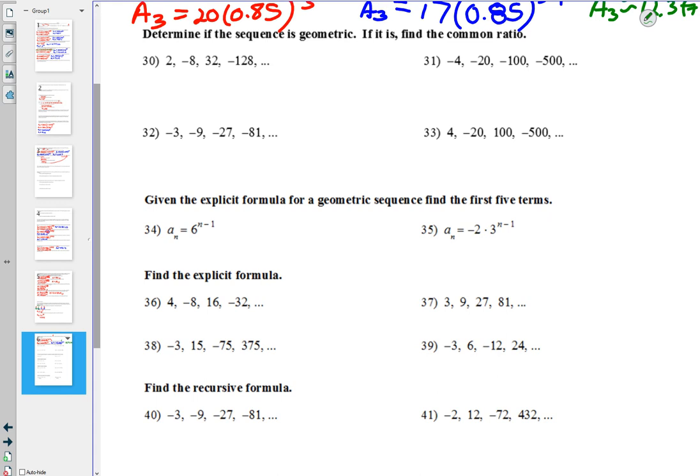Okay, determine if the sequence is geometric, and if it is, find the common ratio. Because it's saying to determine, we do not know if it's geometric. So we have to test every combo that we see. We got to test these two, these two, these two. What is negative 8 divided by 2? Negative 4. What's 32 divided by negative 8? What is negative 128 divided by 32? Do we have a common ratio? So this is geometric. The common ratio is multiplying by negative 4. But wait, what do you mean by x?